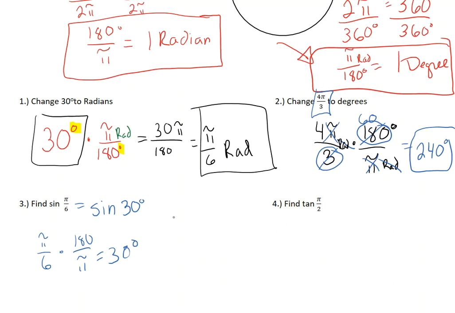So then sine of pi over 6, or sine of 30 degrees: if you think about 30 degrees, it's in this triangle right here, in this quadrant. This is 30, this is 1, this is 2, and this is square root of 3. Sine is opposite over hypotenuse, so it's 1/2.